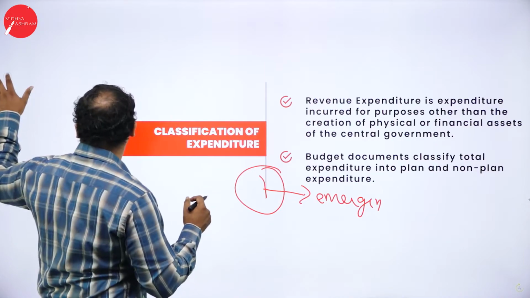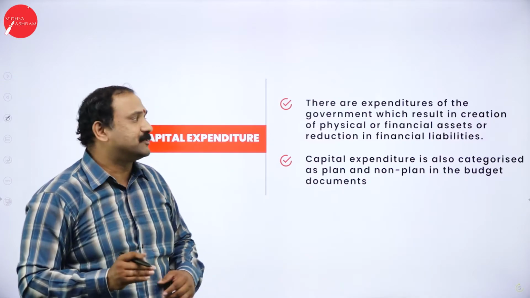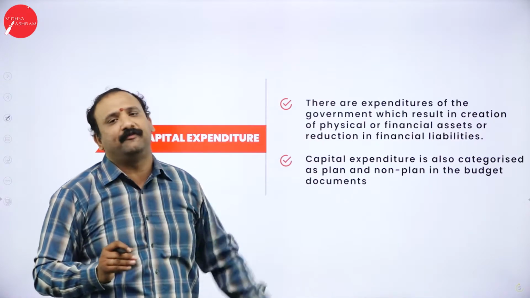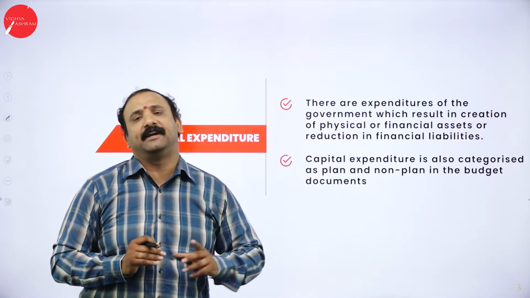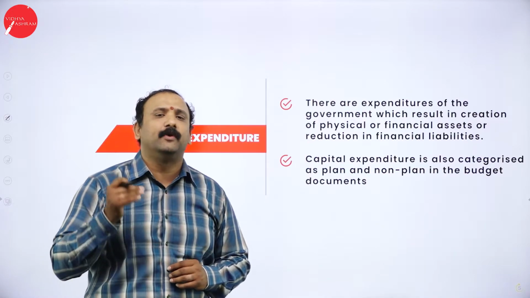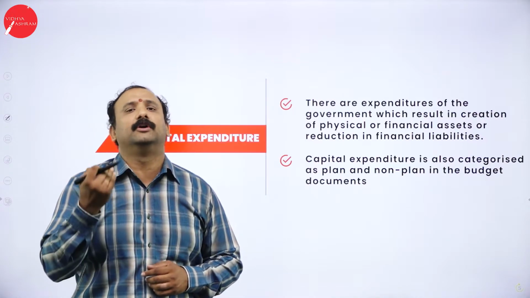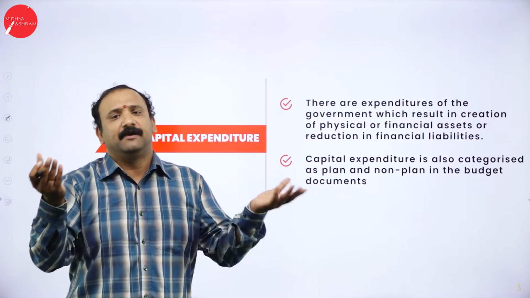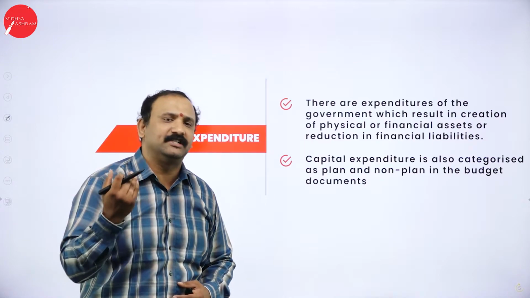Moving forward, capital expenditure. These are the expenditures of the government which result in the creation of physical or financial assets or reduction in financial liabilities. For example, the government wants to improve the railways. Government wants to improve the metro. They want to increase growth in terms of, let's say, some financial development or infrastructural development, or it might be on the services side.